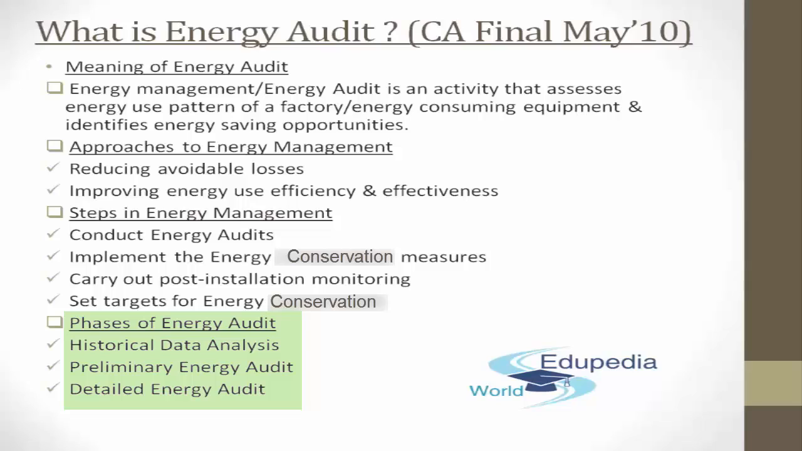So that is something about historical data analysis. Next will be about the preliminary energy audit. So preliminary energy audit is basically done just to identify the major energy consuming equipment and processes, obvious inefficiencies and energy wastes, and finally the priority areas for further detailed investigation.